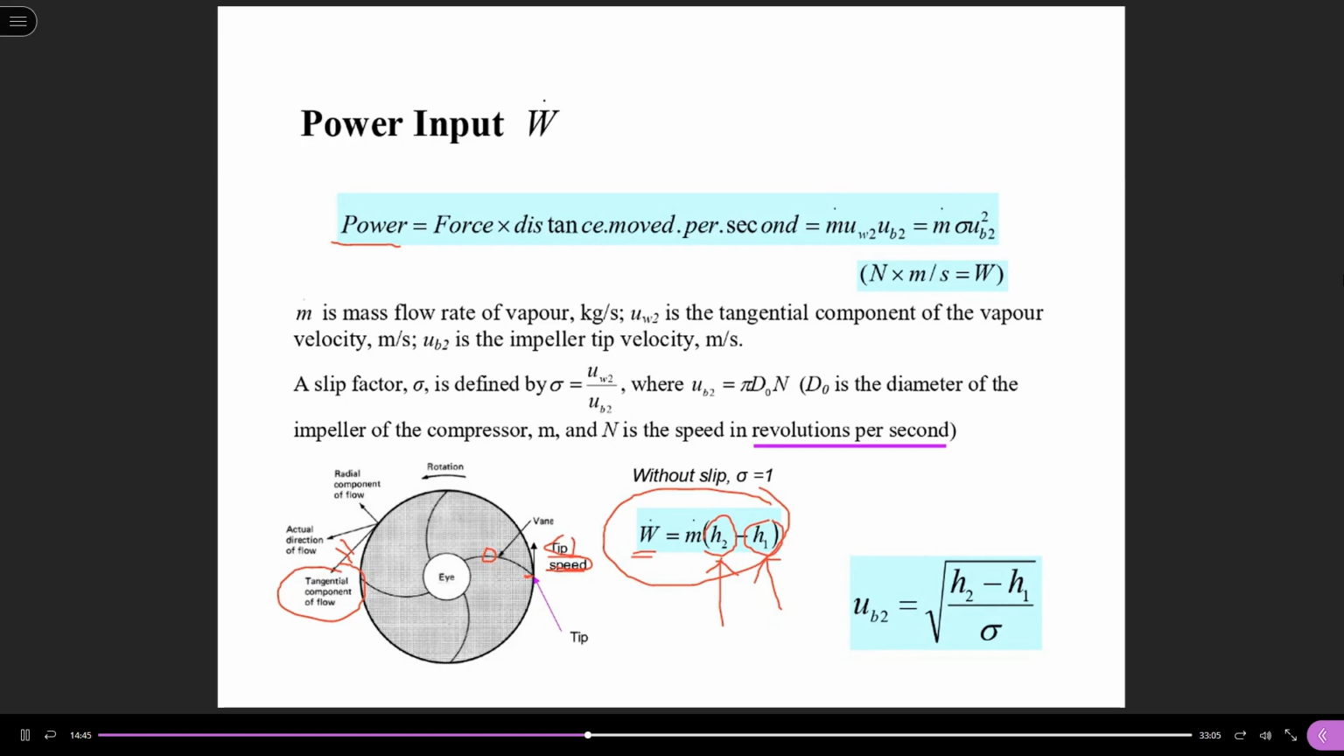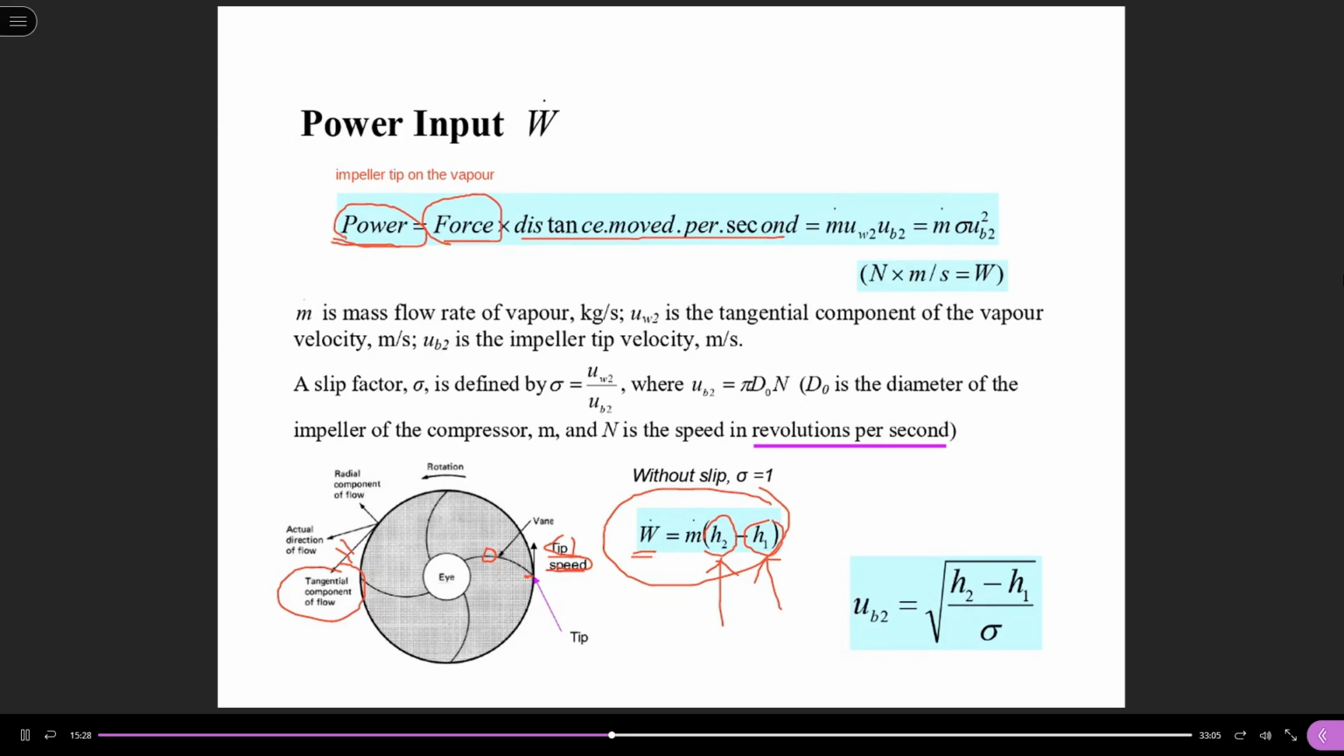As we know, power is force times velocity: in the direction of the force, the velocity is the distance moved in the direction of the force per second. Then we can calculate power. So what is the force? It is the force of the impeller pressing on the vapor. You push the vapor, you speed up the vapor.